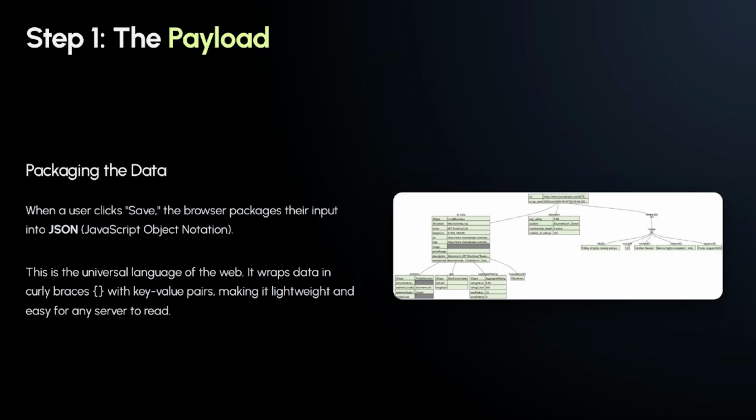So step 1 of that is going to be the payload. The journey begins with the payload when a user types their email and hits save. Think about all the times you go in and save your profile, right? The browser doesn't send raw text. It packages that input into a format called JSON, we talked about earlier, which is JavaScript Object Notation. You can see it on the right. It basically wraps the data in curly braces with a key and a value. This is the universal language of the web. It's lightweight, it's organized, and every server in the world knows how to read it.